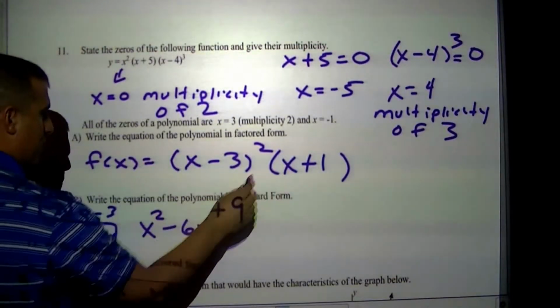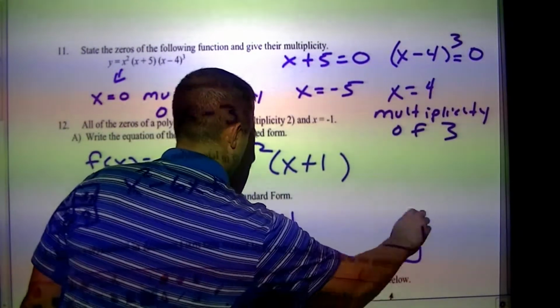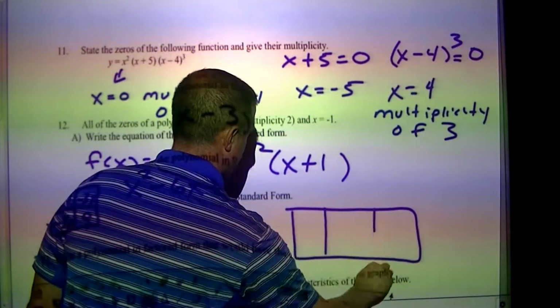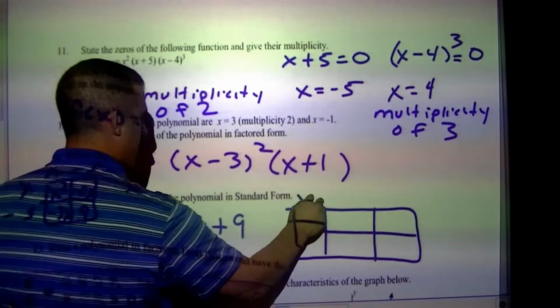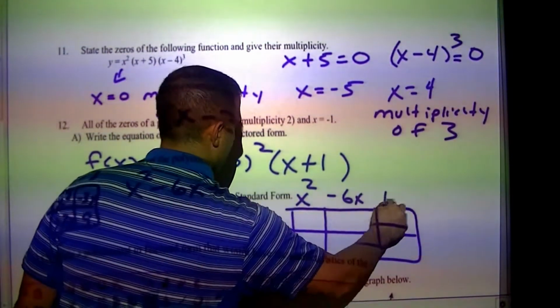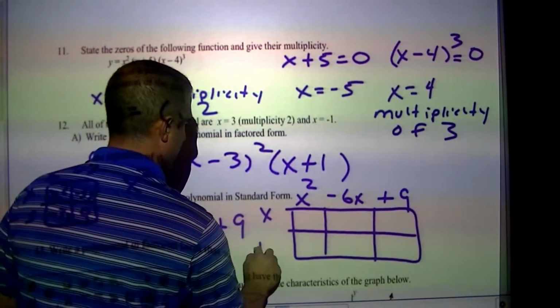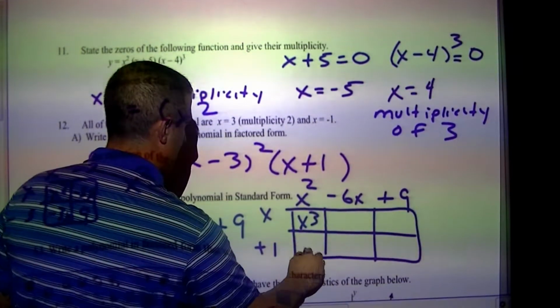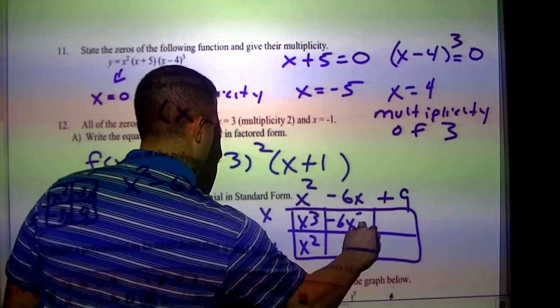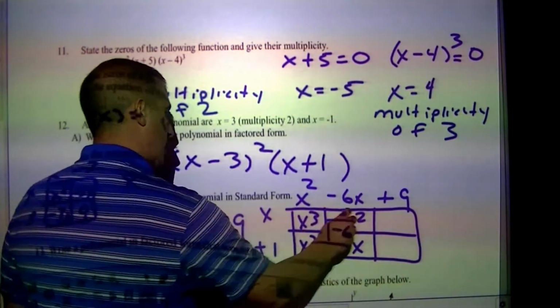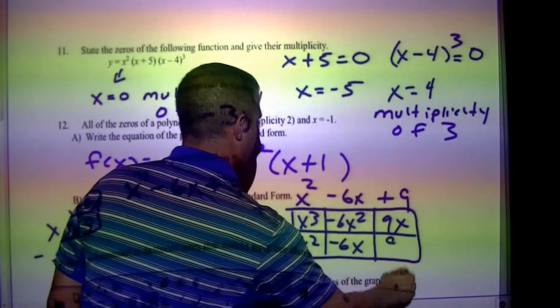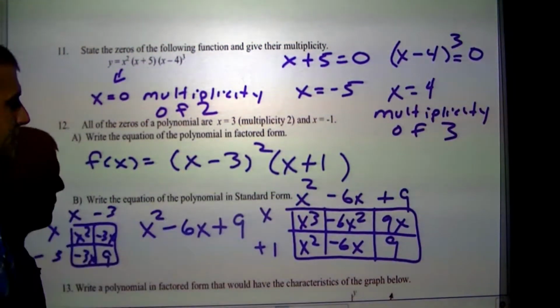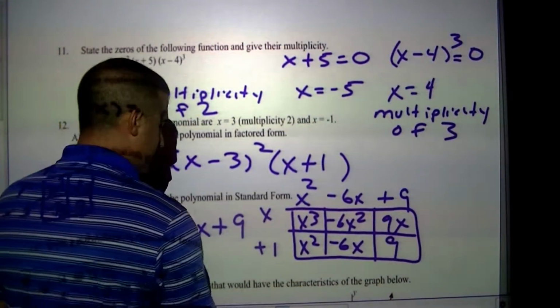Now, I'm going to multiply that by x plus 1. So I'm going to write x squared minus 6x plus 9, x plus 1 going this way. That's x cubed, x squared, negative 6x squared, negative 6x, 9x, and 9. Once again, the diagonals are just like factoring. The diagonals are the ones that are going to combine.